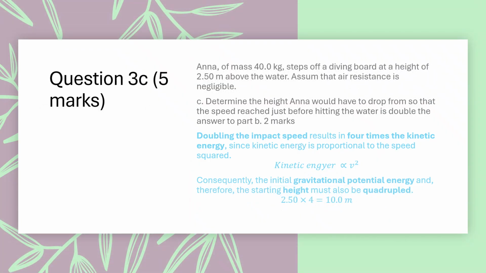Doubling the impact speed results in 4 times the kinetic energy, since kinetic energy is proportional to the speed squared. Consequently, the initial gravitational potential energy, and therefore the starting height, must also be quadrupled.